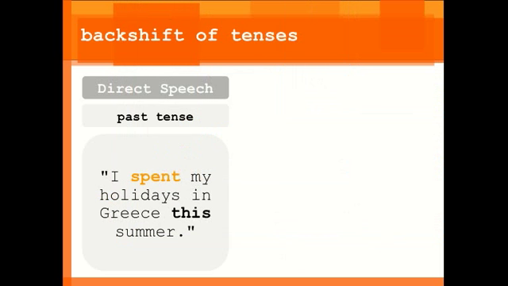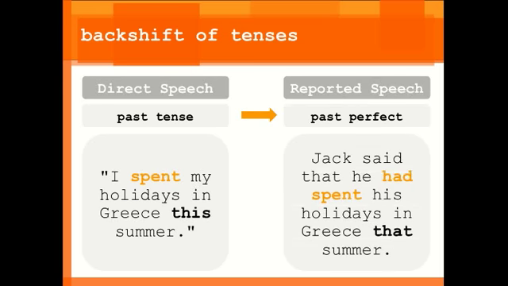The past tense, "I spent my holidays in Greece this summer," which in the reported speech becomes, "Jack said that he had spent his holidays in Greece that summer." Spent becomes had spent, past tense becomes past perfect. Please note that this and that are highlighted, and this is something I will talk about in detail in the second part of the tutorial on reported speech.